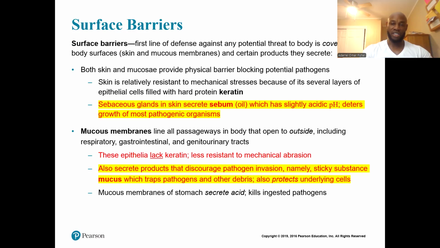But the first line of defense is the body's covering, our skin, mucous membrane. Both the skin and mucosa provide a physical barrier. Skin is resistant to mechanical stress. Remember, skin is waterproof. We have this hard protein called keratin. We have sebaceous glands which secrete sebum, which is slightly acidic, which keeps a lot of things from growing on our skin. We have mucous membranes, which line all passageways in the body that open to the outside.